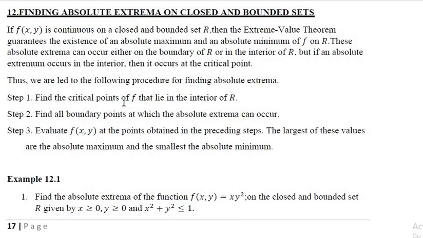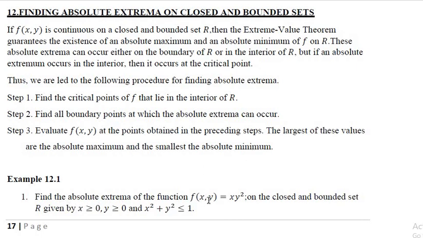Step 1. Find the critical points of the function that lie in the interior of R. Step 2. Find all boundary points at which the absolute extrema can occur. Step 3. Evaluate the function f(x, y) at the points obtained in the preceding steps. The largest of these values is the absolute maximum and the smallest is the absolute minimum. Now we can see an example.